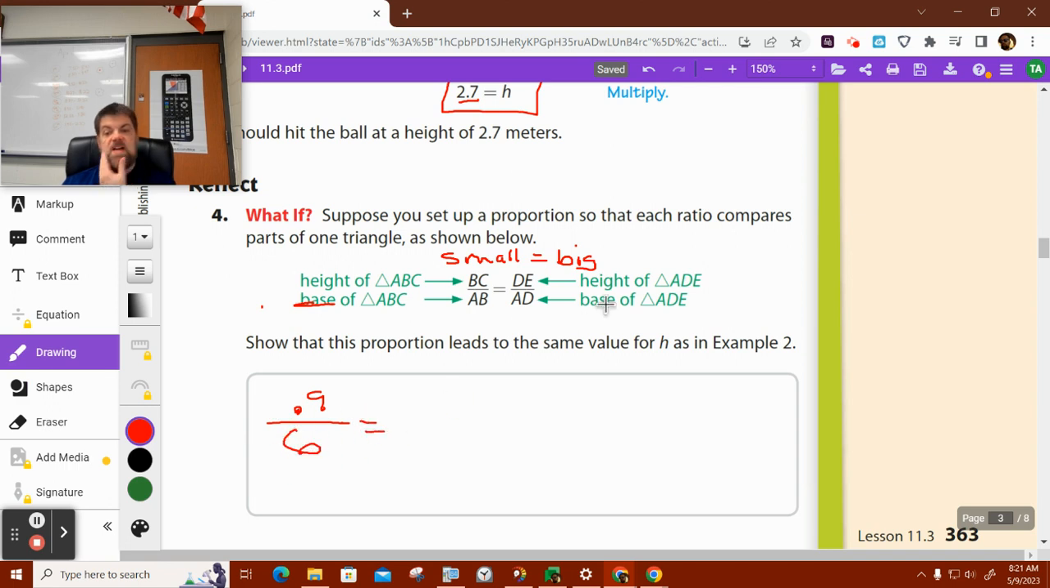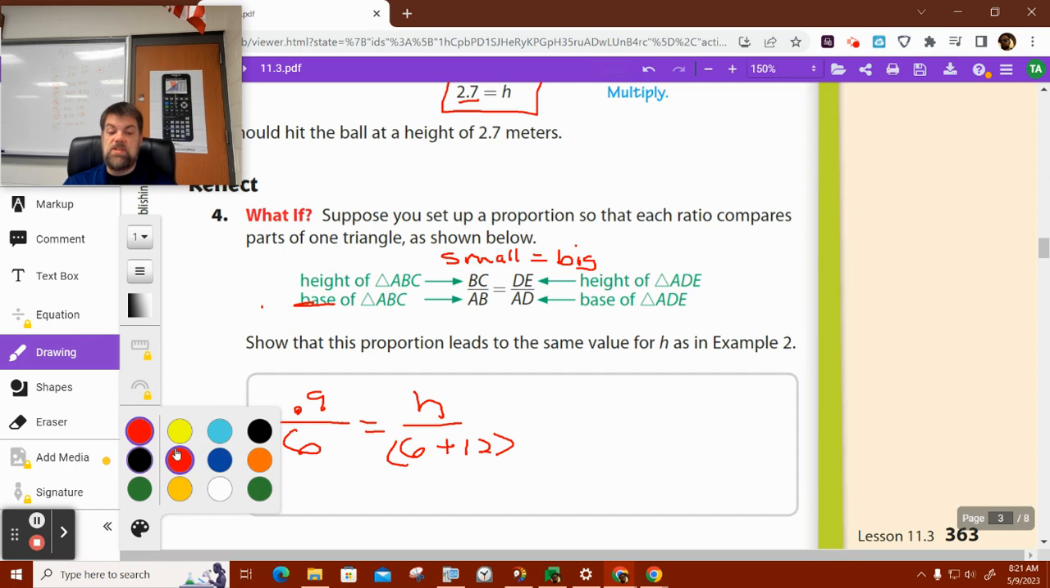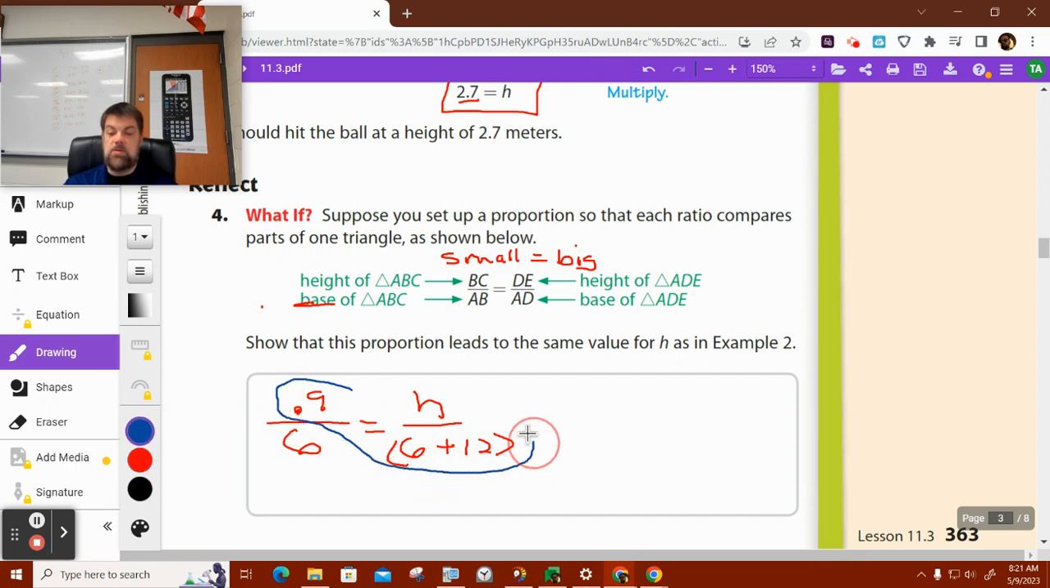Okay. And then what's the height of the big one? Well, we don't know. That's what we're trying to figure out. And then what's the base of this? 6 plus 9. Or 6 plus 12. So now one thing we could do is called another way, when you have a simple proportion like this, you could do what we call the bat and ball method. When you solve proportions, really what you do is you cross multiply and set them equal to each other.